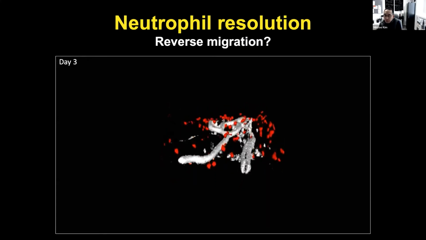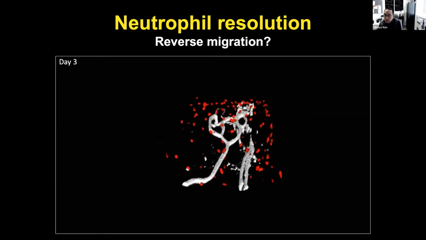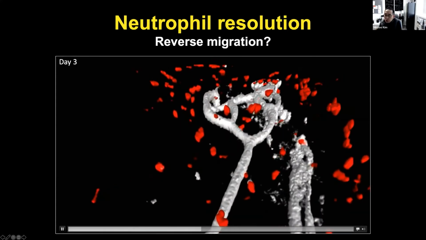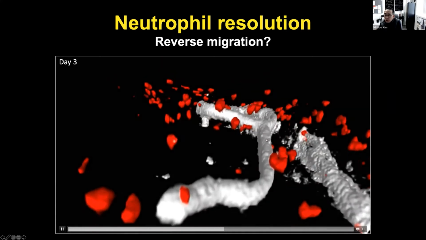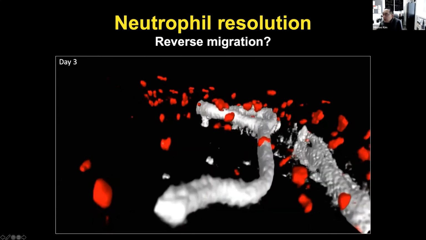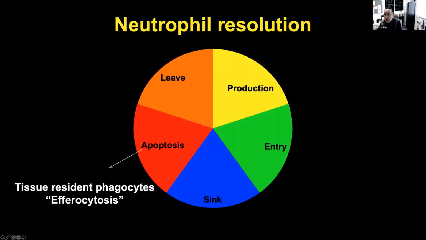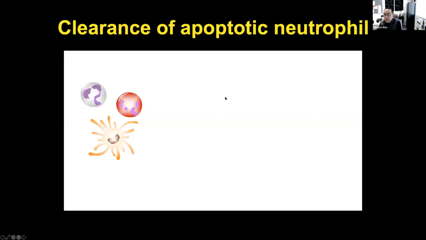And among many different days after infection, we couldn't see any neutrophil actively reverse migrate to the neighboring vessel. So at least in this influenza infection case, reverse migration may not be the major way to resolve this neutrophil. But of course, the central dogma is neutrophils come, they undergo apoptosis and are cleared by tissue-resident macrophages.